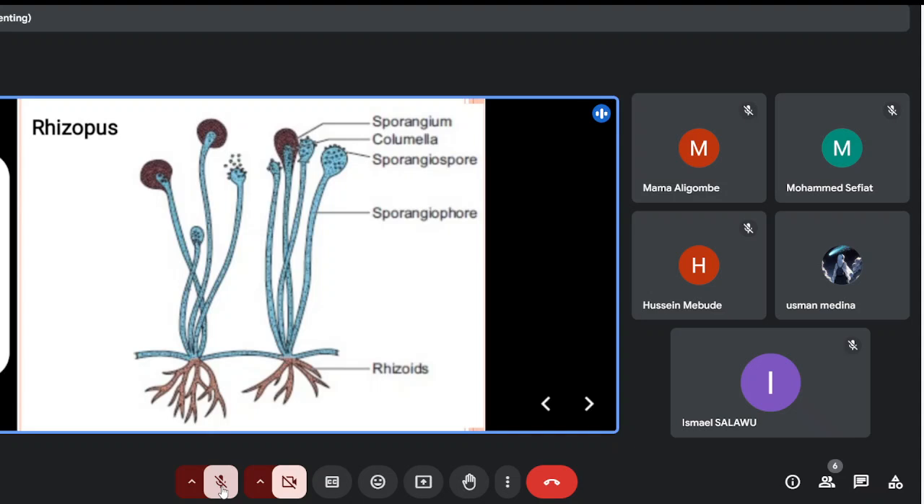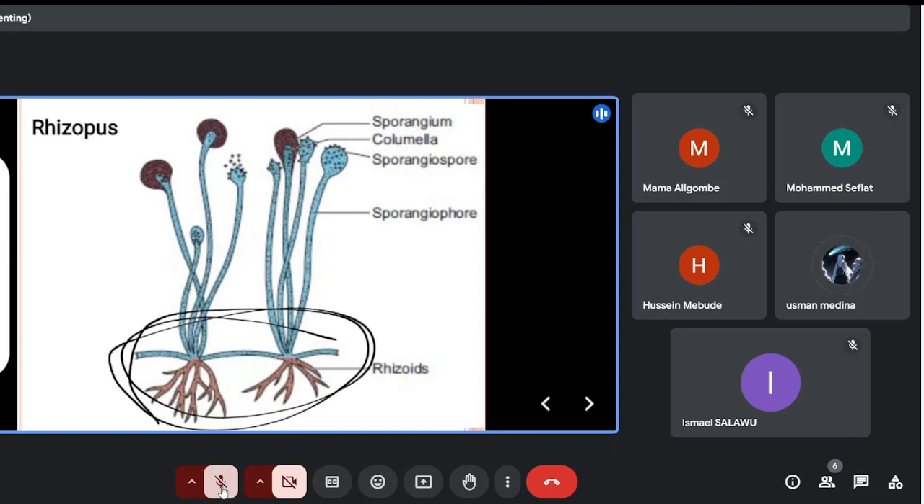They absorb their nutrients. And I mentioned that they have structures that enable that. Structures that enable them to absorb nutrients from organic matter, and that is the rhizoids. And we also looked at the major parts of the group fungi, and we cited the example.